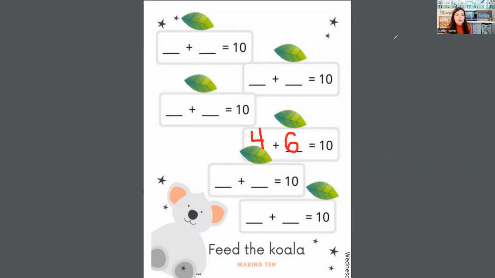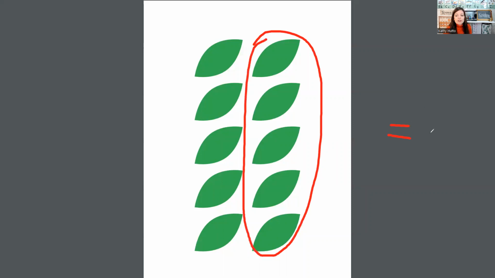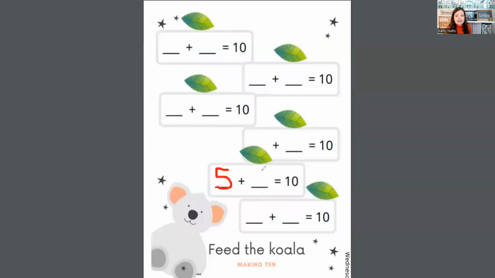Okay, let's do the next one. This time we have 5 leaves and some more, and we know the answer is going to be 10. 5 plus how many equals 10? 1, 2, 3, 4, 5. 5 plus 5 equals 10. Let's write that down. 5 plus 5 equals 10.